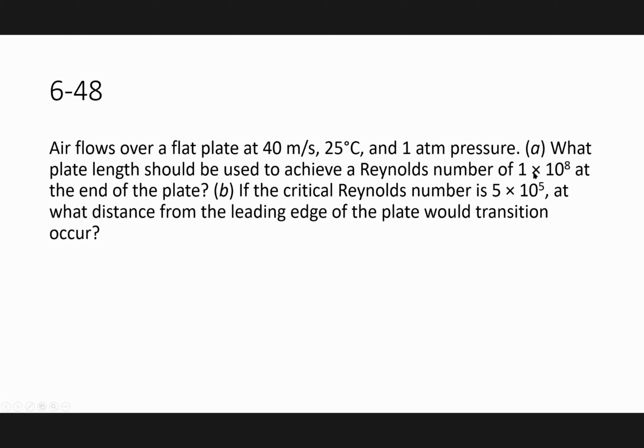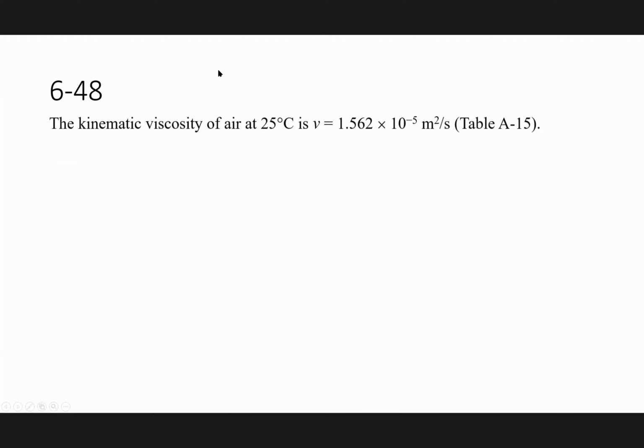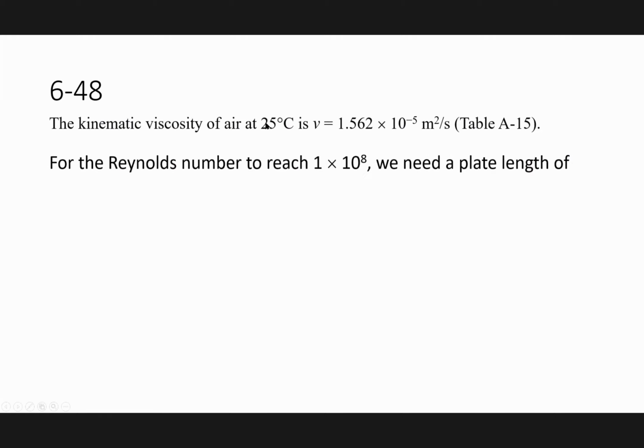The unknown here is the length of the plate. We know the Reynolds number, and we know the physical properties. We can place them in the equation and find the length of the plate, okay? Therefore, here is the solution. Here is the kinematic viscosity, and so on. We know that. And the Reynolds number we would like to reach is 10 to the power 8.